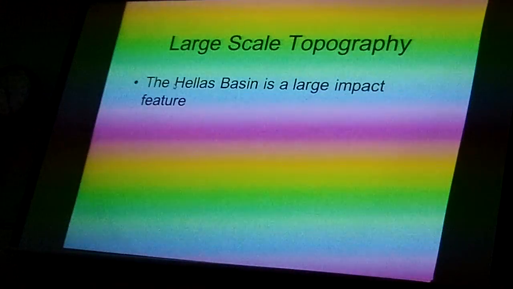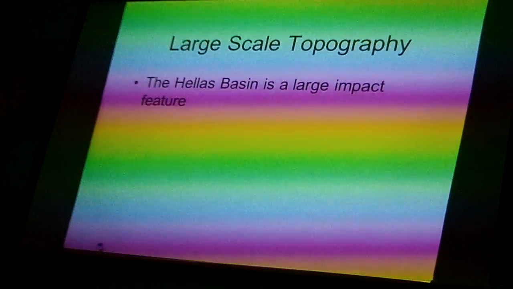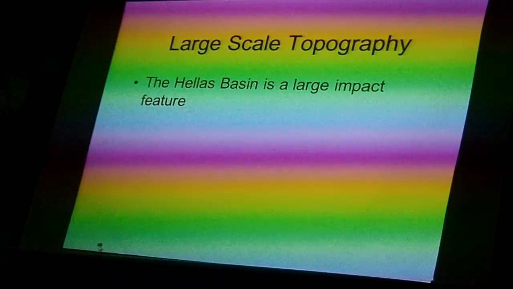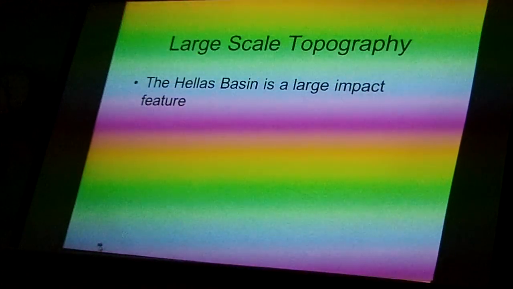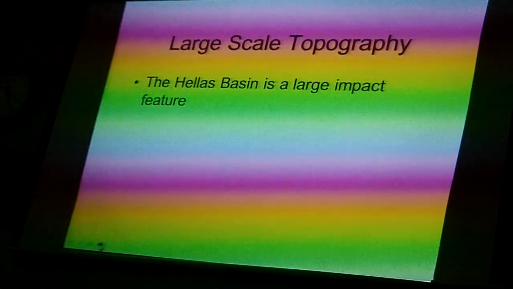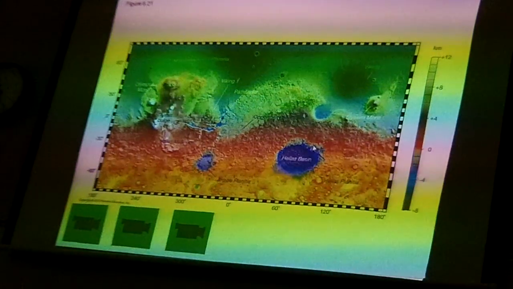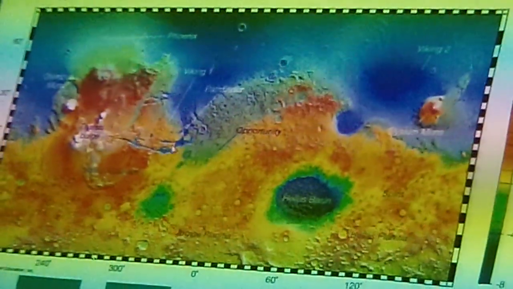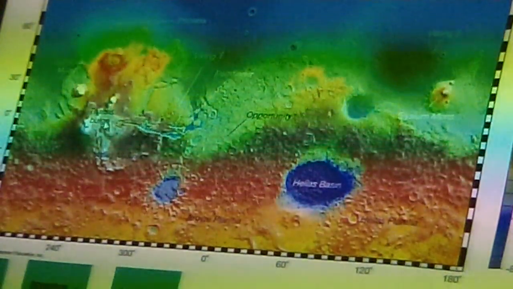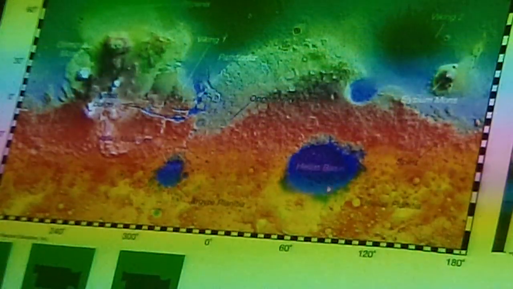It also has what's called the Hellas Basin, a large impact feature. If you turn to the map on page 176, it shows the Hellas Basin right there. There's the Mariner Valley, that crack that's in the middle. Look at that big impact feature there. That's a crater.